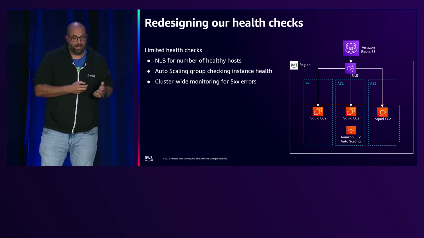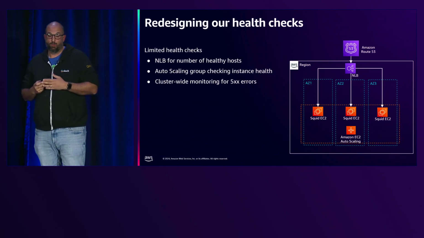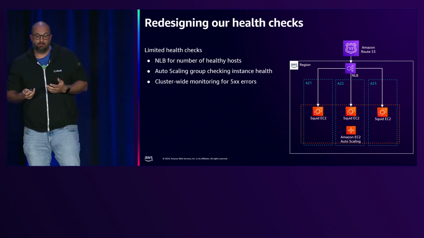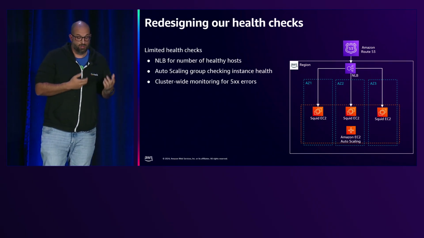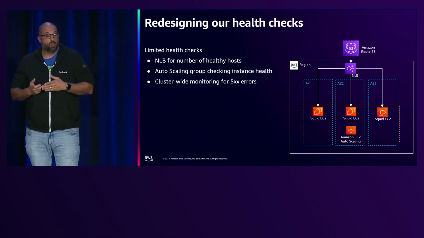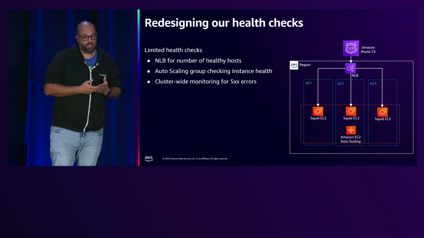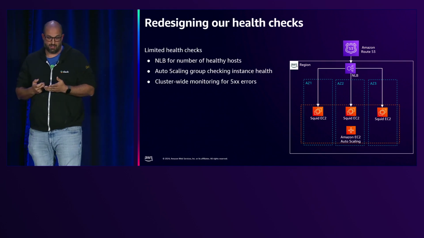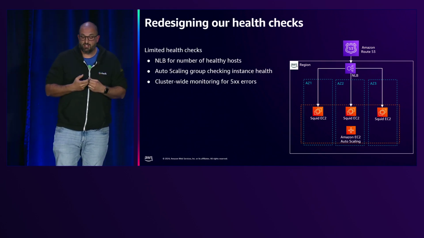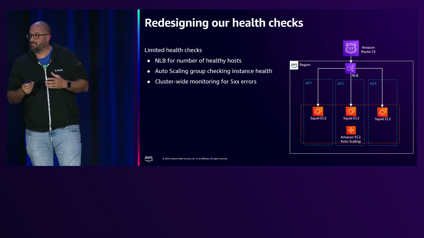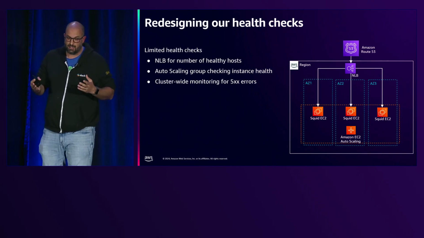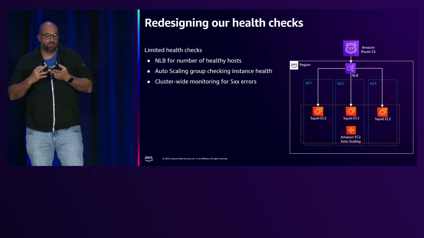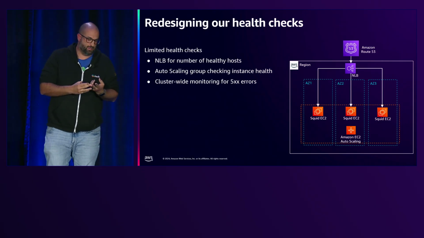So if we look back at our non-cell-based world, we had a standard set of alarms, starting off with the NLB. We had alarms that checked the number of healthy hosts registered to the target group. The autoscale group is also running health checks to validate that the services are up and running on the individual instances. From a service perspective, we had monitoring in place that spanned all nodes in the cluster, and we were looking for things like drops in requests per second and increases in 5xx errors.